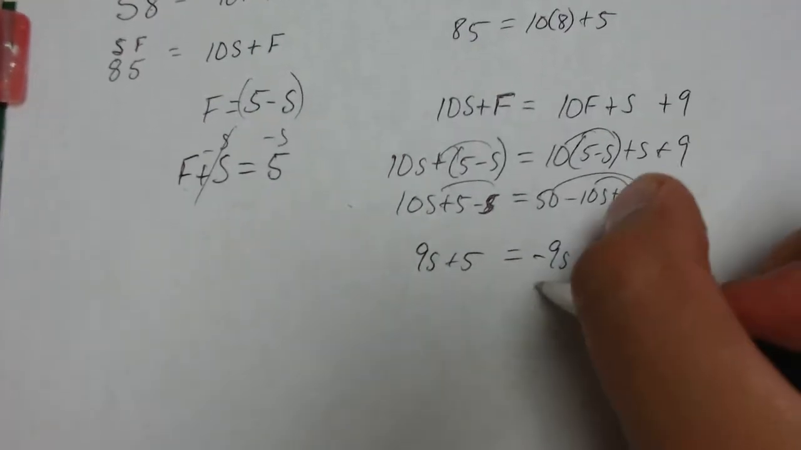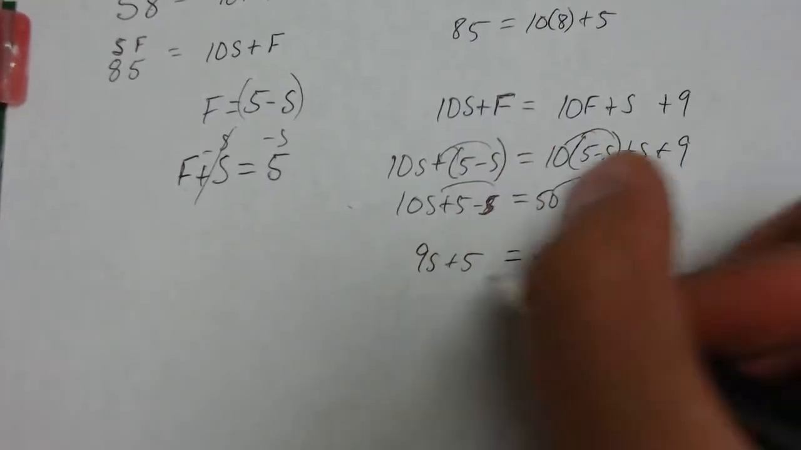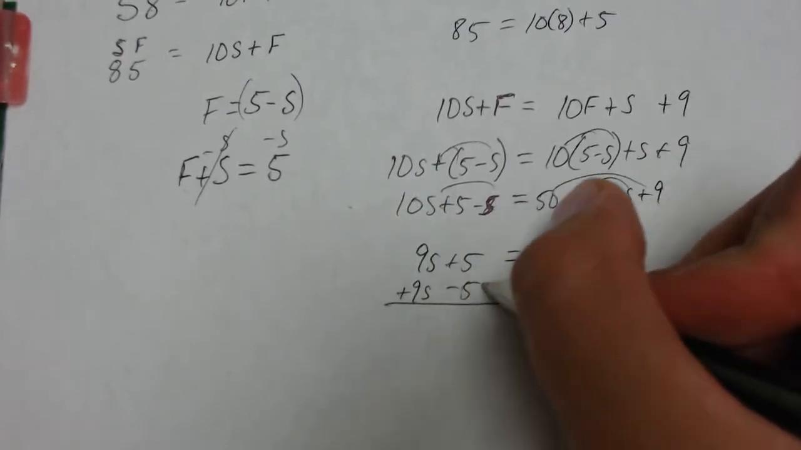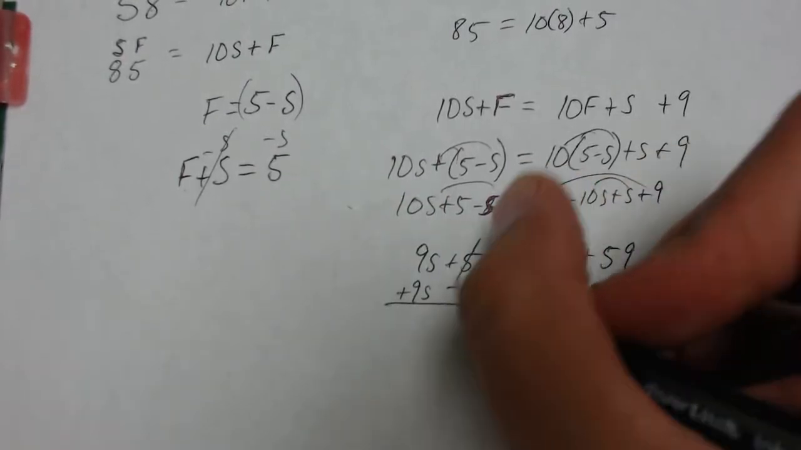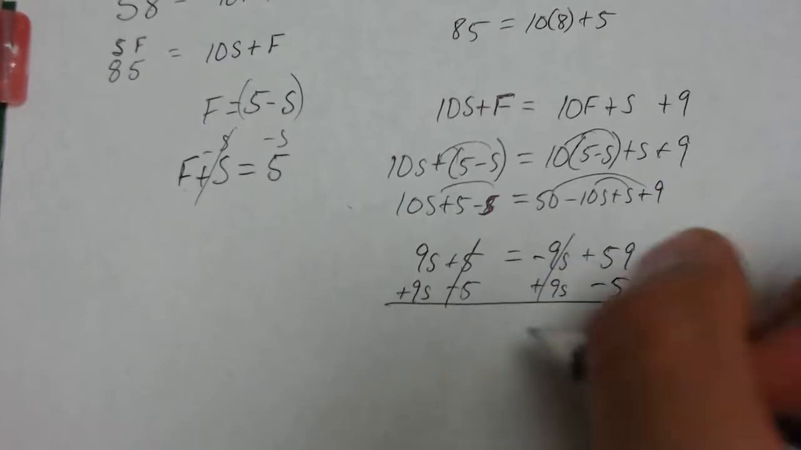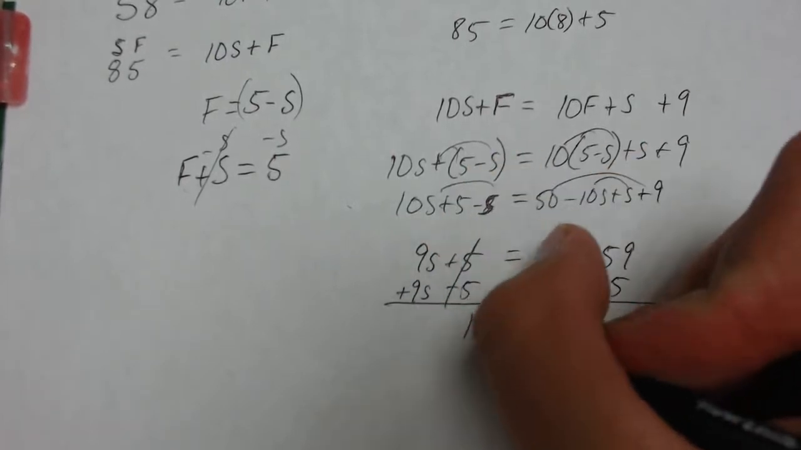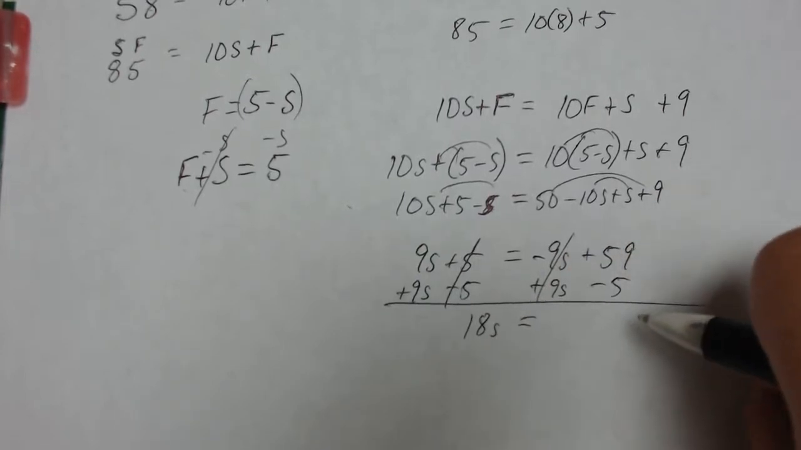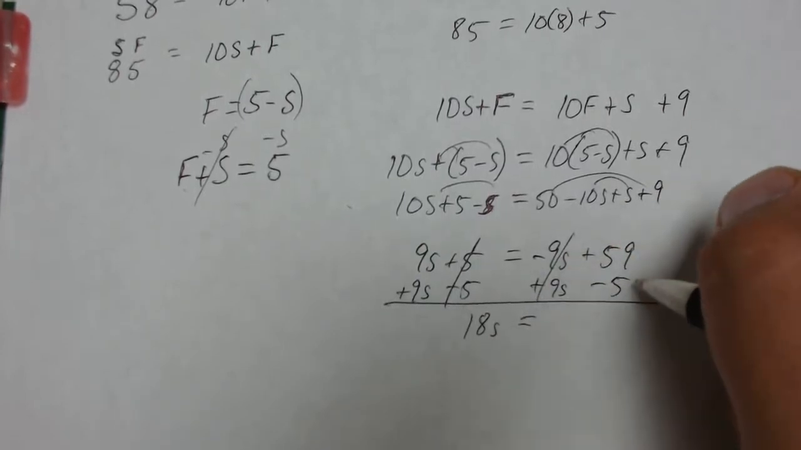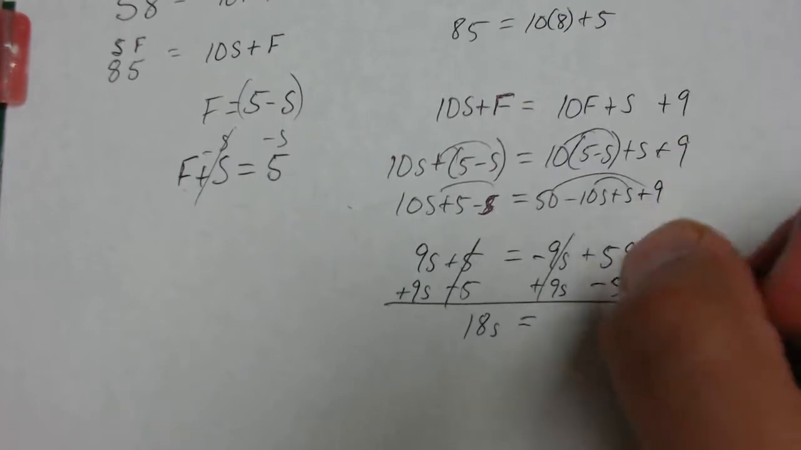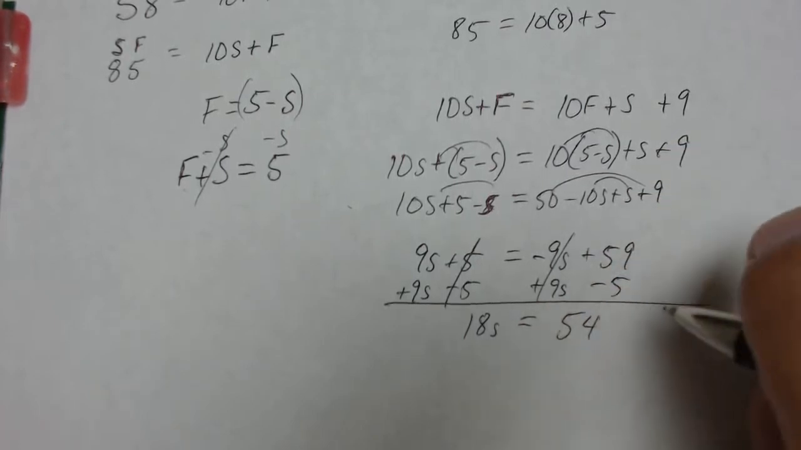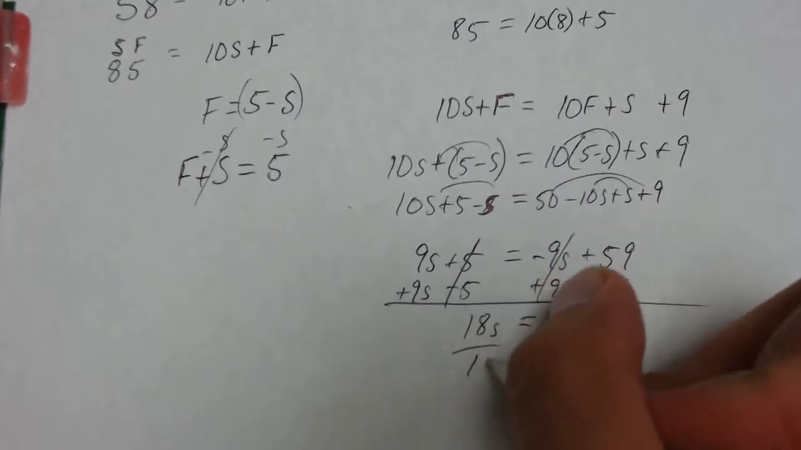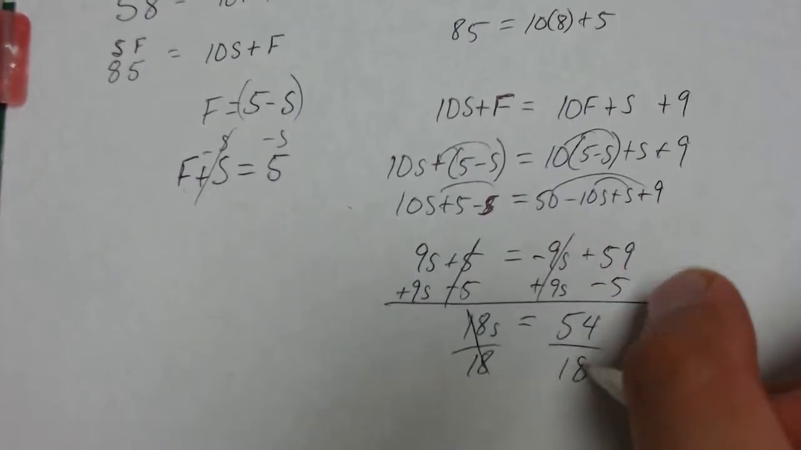From here, we'll go ahead and get the 9s over to this side with the other 9s so they can be buddies. And then we'll move this 5 over here with the other whole numbers. Those two amounts will cancel. 9s plus 9s gives us 18s. And 59 minus 5 gives us 54. Okay. We divide each side by 18.